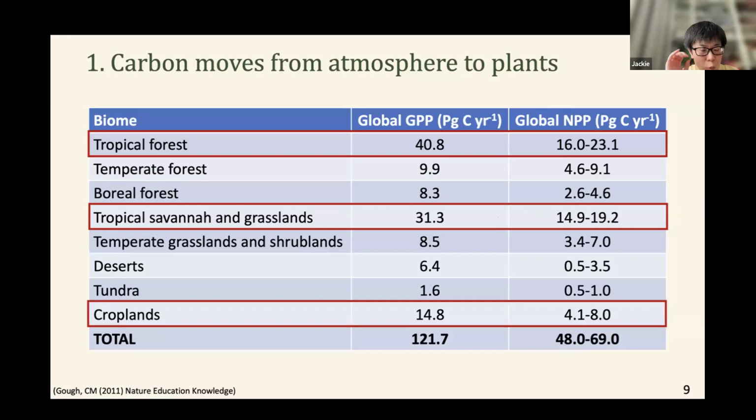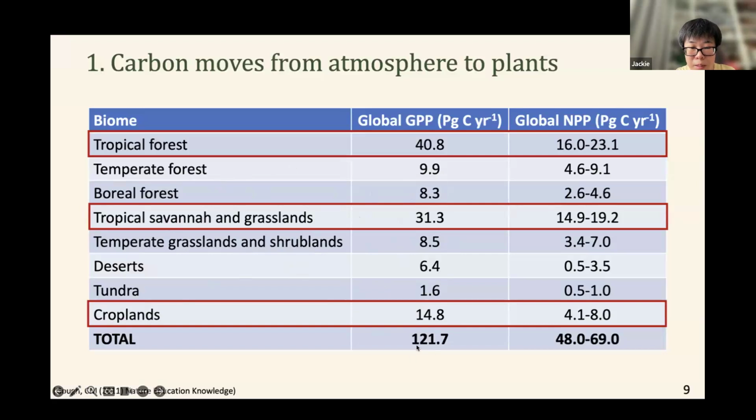Then because we will focus on cropland specifically, if you look at the actual role of croplands in the global carbon budget, you can see that their GPP is higher compared to, for example, temperate grassland and tundra, and also higher than temperate forest and boreal forest as well, but it is just about half of the global GPP of the tropical savanna and grassland. So as you can see, croplands play a really important role in global carbon cycling.